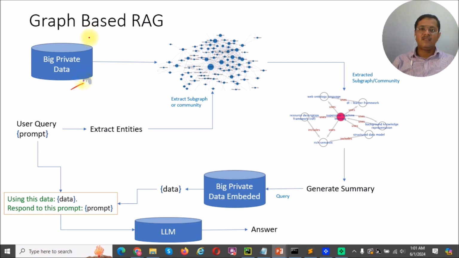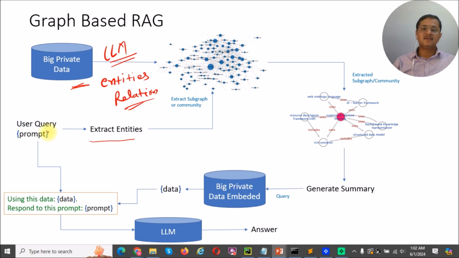What all such methods are doing is they take the big private data and convert that data into a knowledge graph. For that, they take the help of an LLM to extract the entities and their relations, and based on all those relations, the entity relation triplets, they prepare the knowledge graph. So now your big private data is in the form of a knowledge graph.